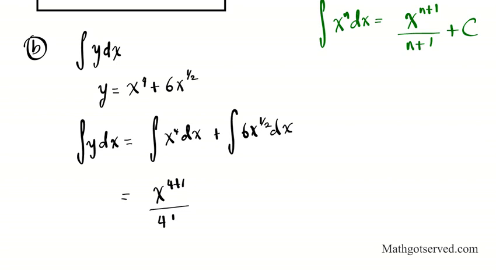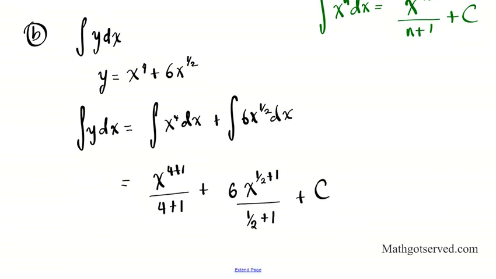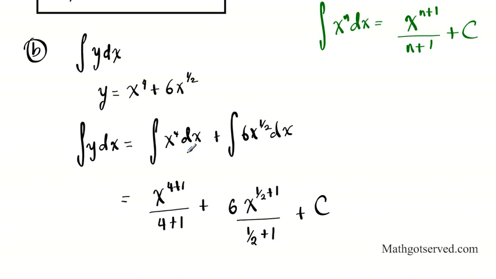So it's also 4 plus 1. Plus 6x to the, now this 6 can be factored out. Okay, it plays no role. We just focus on the variable right here. 6x to the 1 half plus 1 divided by 1 half plus 1. Okay, applying this rule again, plus our constant c. Alright, so that's what you get when you apply the power rule for integration to integrating these two terms, alright?